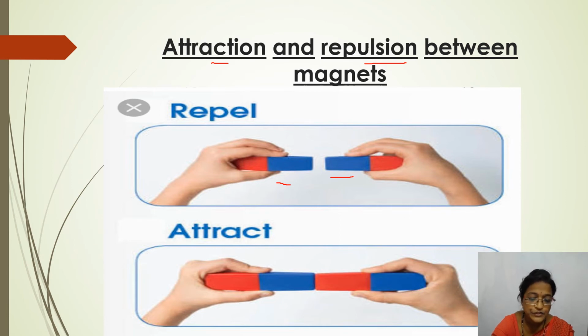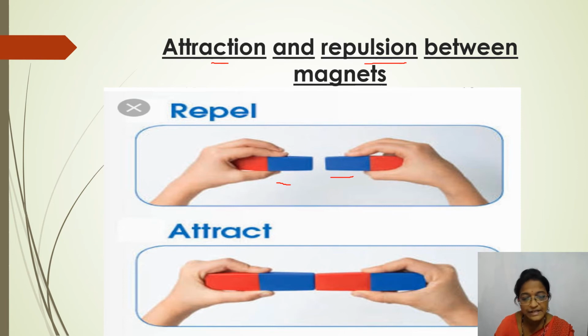If we place two magnets near each other in such a way that the north pole of one magnet faces the south pole of the other magnet, what happens here? They attract each other, isn't it? Since north pole and south pole are unlike poles, we can say that unlike poles or opposite poles attract each other.